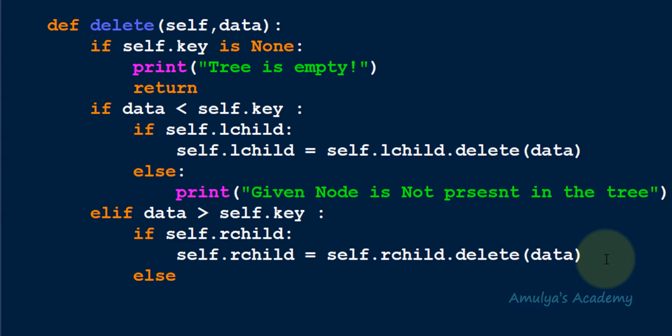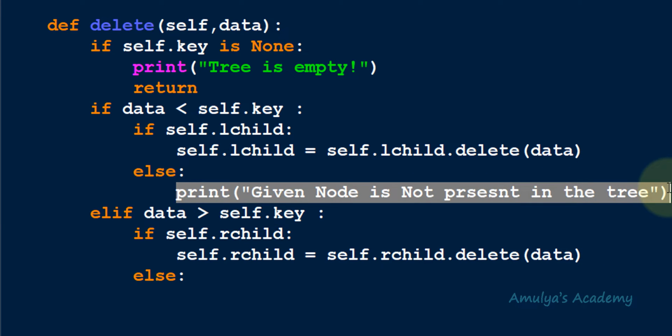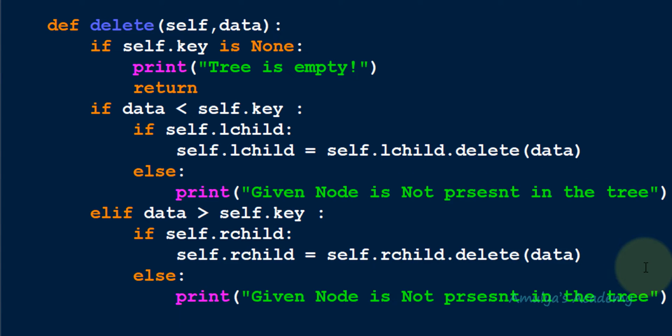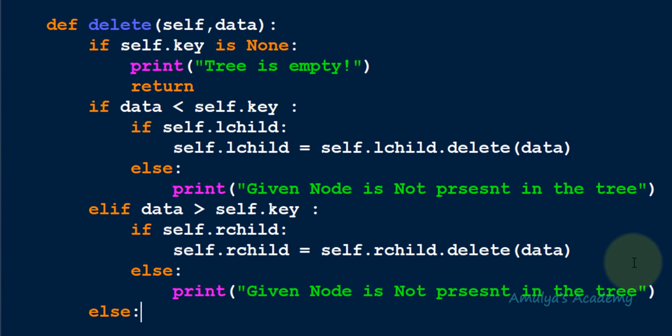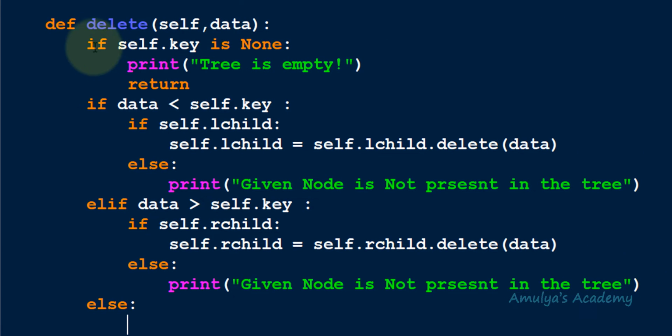Else, I'll print the same message, that is, given node is not present in tree. Next here, else. Look, first we'll check whether tree is empty or not. If it is empty, we'll print this message and we'll come out of that method. If it is not empty, then I'll check whether data is less than self.key. That is finding the position of the given node, the node which I want to delete.